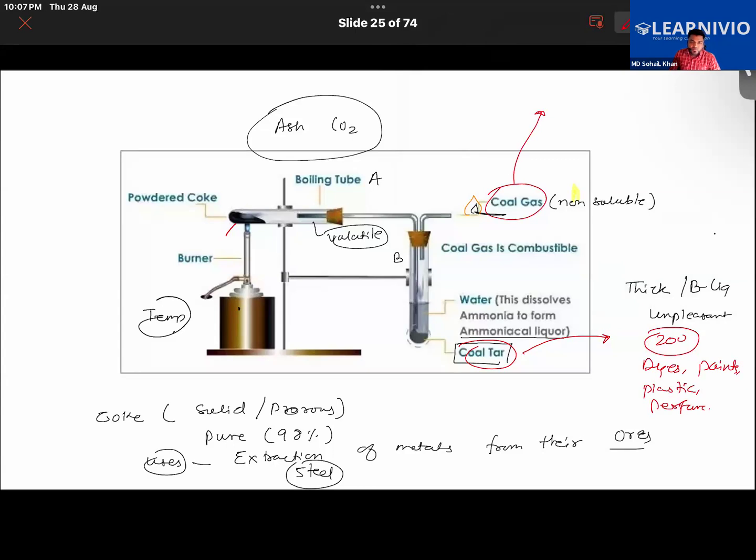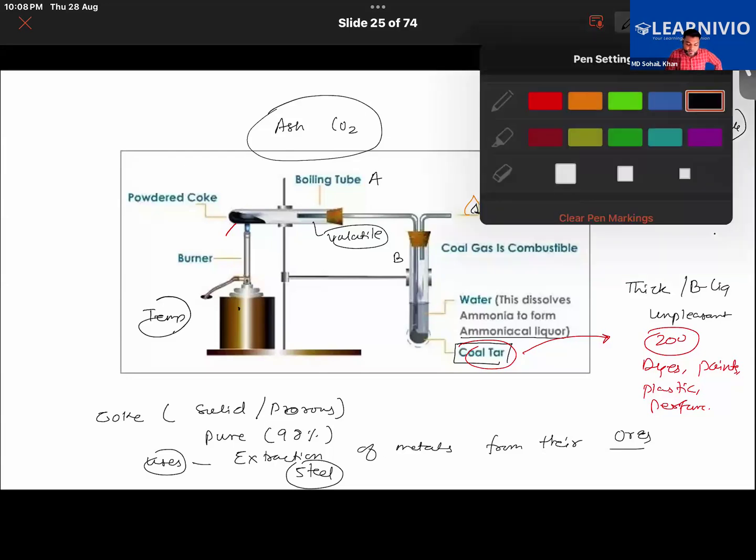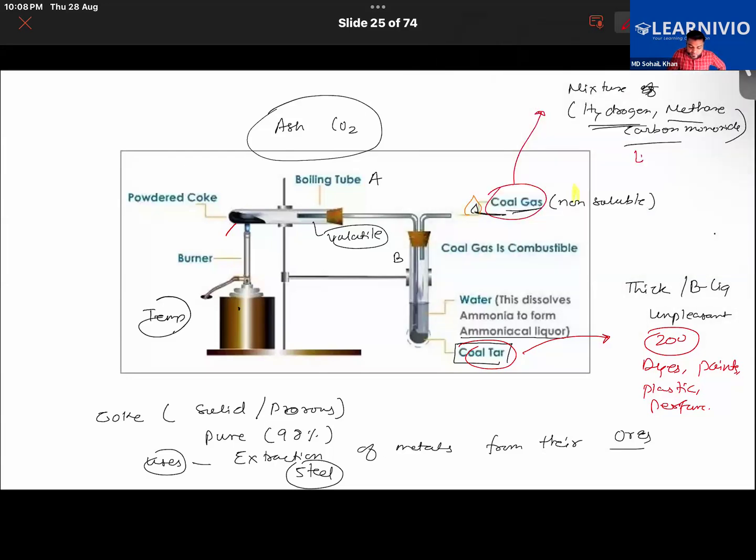So coal gas is a mixture of different substances. It contains hydrogen, methane, and carbon monoxide. So it's a mixture of different gases actually. Coal gas is the collective name of these things. It is collected as a byproduct and it is used mainly for the purpose of heating and lighting.